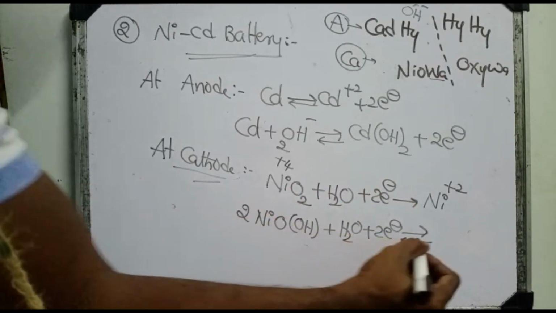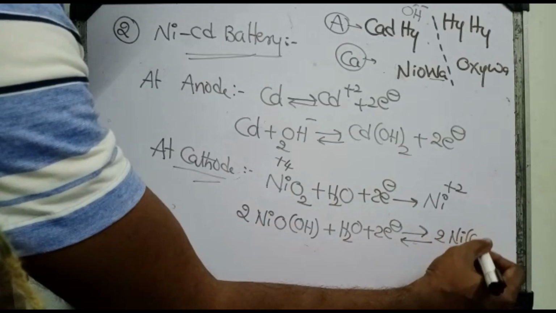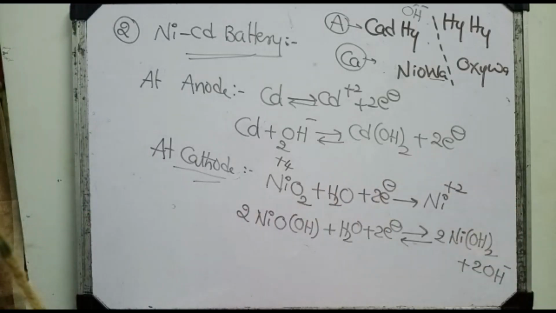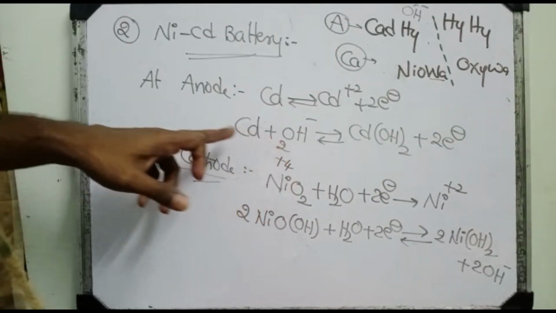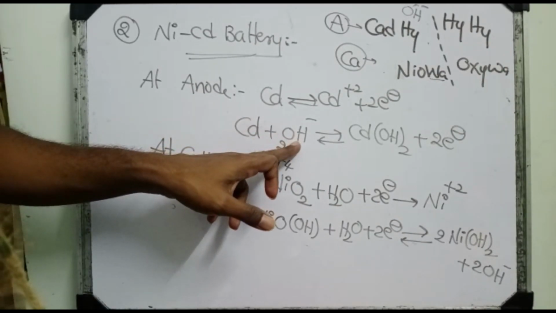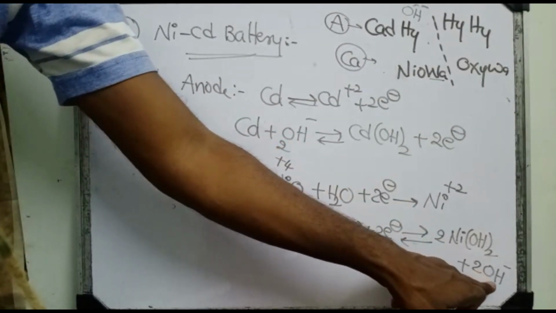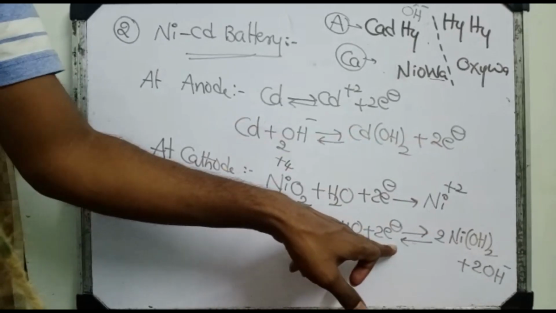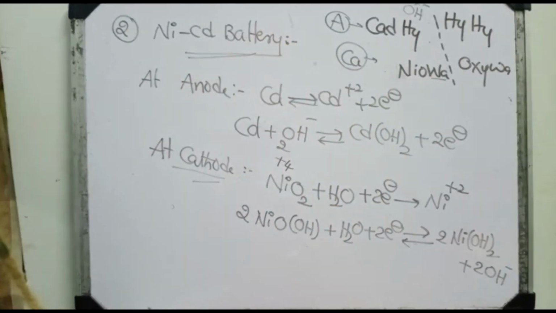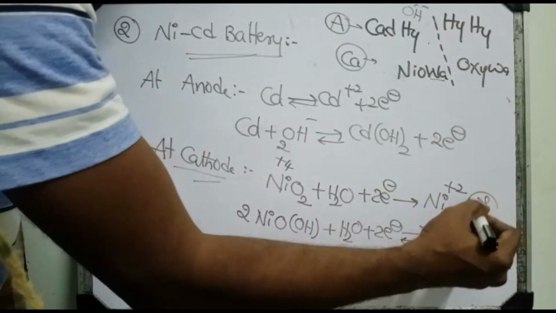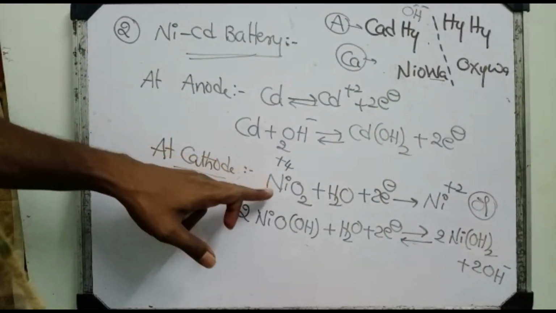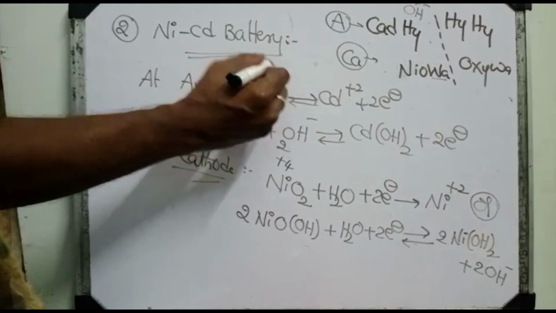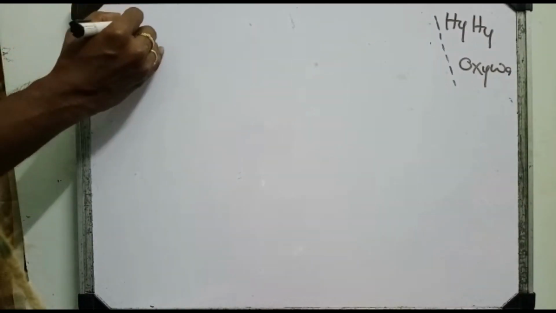Then what happens here? 2 moles of Ni(OH)2 plus 2 OH minus. You can easily understand: at the anode, 2 OH minus ions are absorbed, and here 2 OH minus ions are coming outside. Here 2 electrons are releasing, and there 2 electrons are absorbing. You must concentrate, since different books give it in different ways. Anyhow, nickel plus 4 becomes nickel plus 2, and cadmium 0 becomes cadmium plus 2.